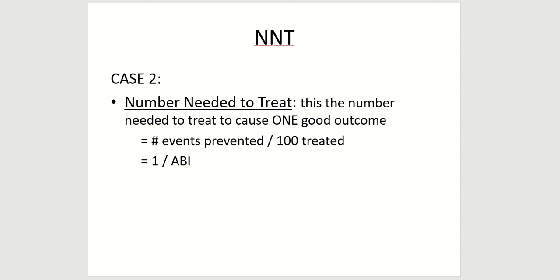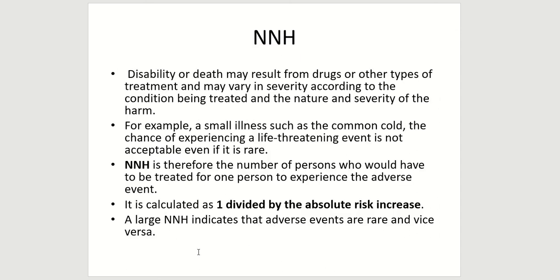And the last one has to do with safety, the side effects, and that's where we talk about the number needed to harm. So by treating this number of people, you're going to cause one harm. Okay? So let's read the slide. Disability or death may result from drugs or other types of treatment and may vary in severity according to the condition being treated and the nature of the severity of the harm.